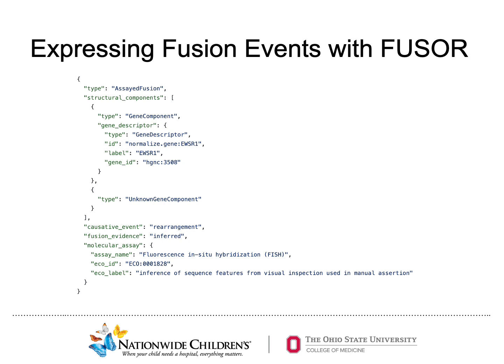Here is an example of an EWSR1 assayed fusion with an unknown partner represented using the FUSOR class. As you can see, in describing fusion partners, FUSOR resolves ambiguous gene aliases through normalization and records other relevant metadata, such as the causative event and information regarding the molecular assay that provide important context needed for accurate clinical interpretation.